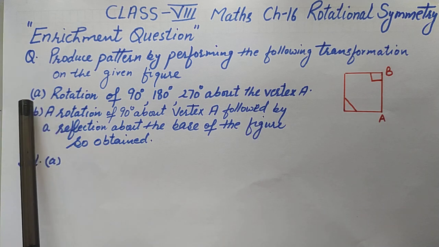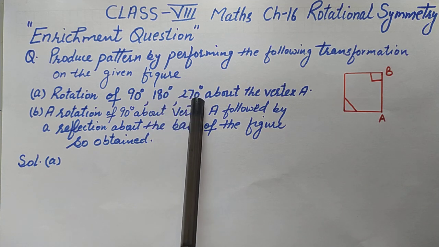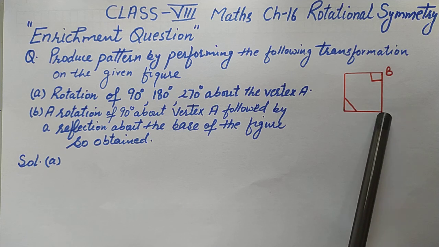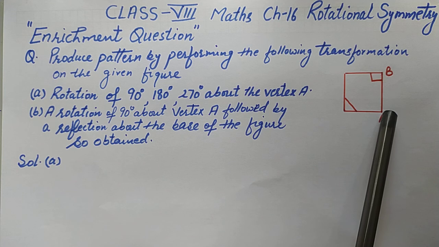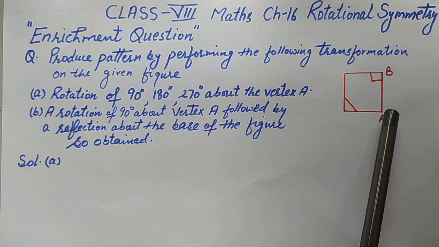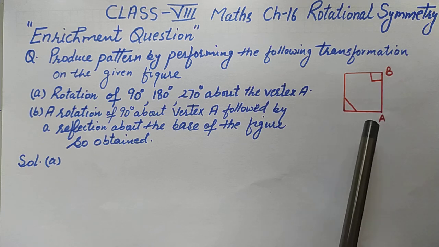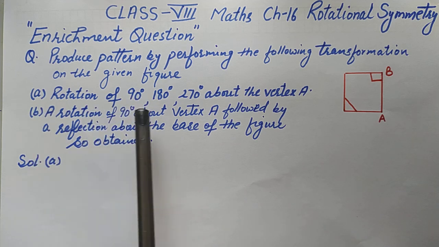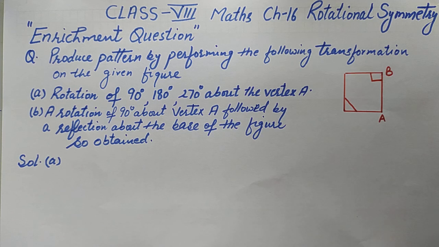First of all, part A is rotation of 90 degrees, then 180 degrees, then 270 degrees about the vertex A. It means we are to rotate this figure about the vertex A. About the vertex A means we keep the vertex A fixed and rotate this figure about this vertex. We have to rotate by 90 degrees, 180 degrees, and 270 degrees. So let's perform this activity, and side by side we will see what figure is obtained.